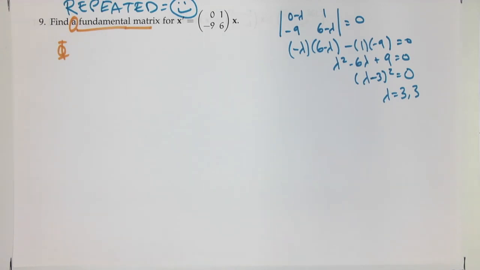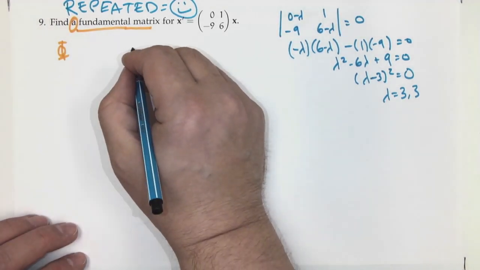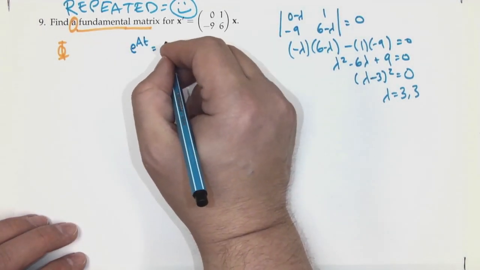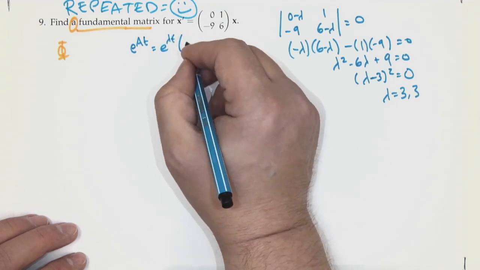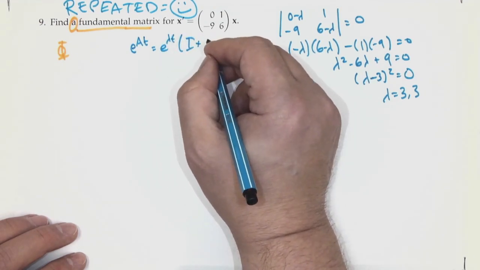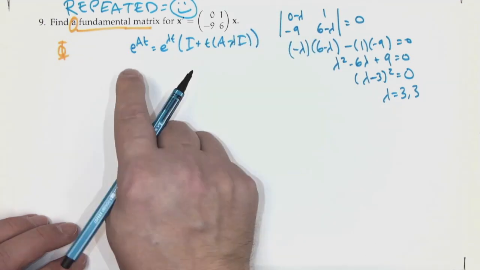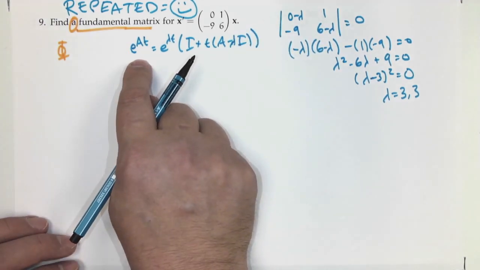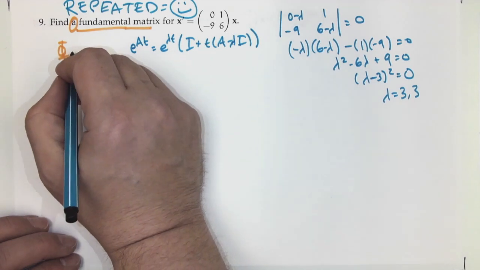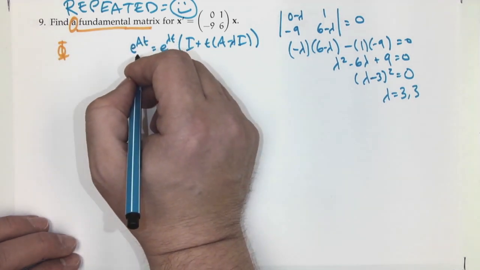Okay, so now we say, hey, because it's repeated eigenvalues, what do we get for free? e to the at. So we have that formula. I'll write it down again. And we say, well, why is that helpful for us in answering this question? Well, what is e to the at? So, phi is a fundamental matrix. What is e to the at?